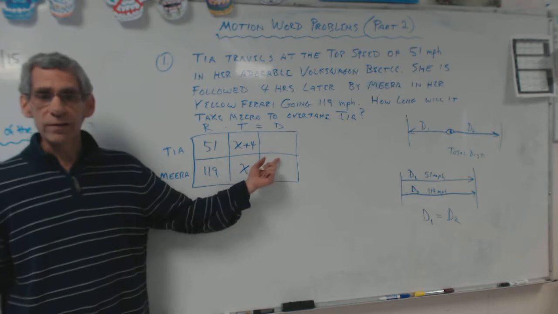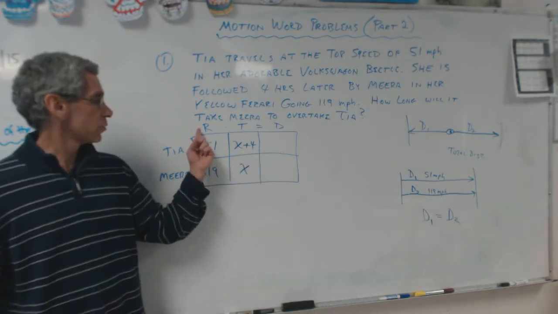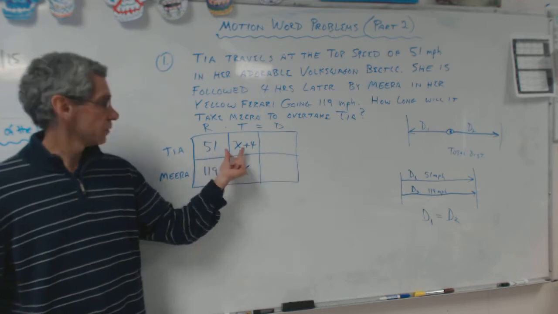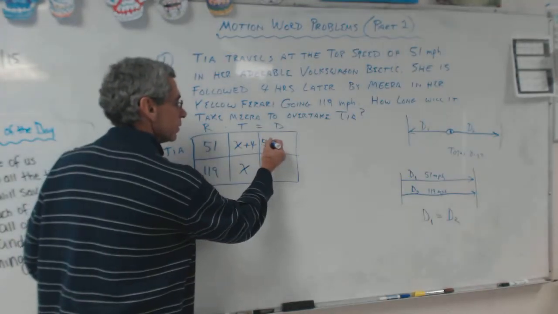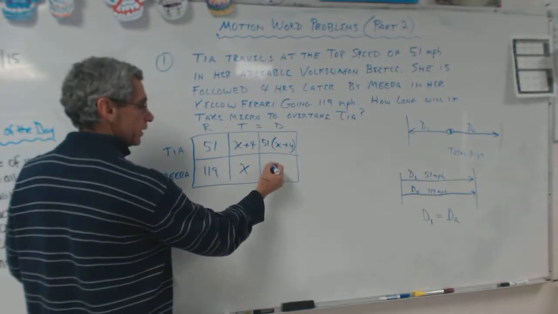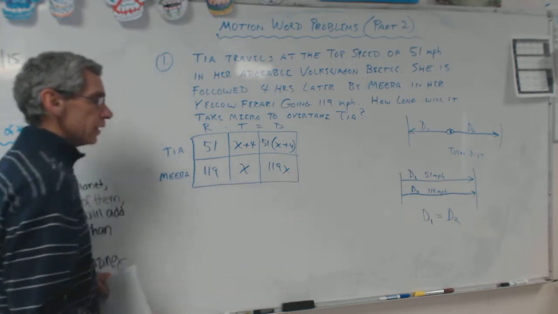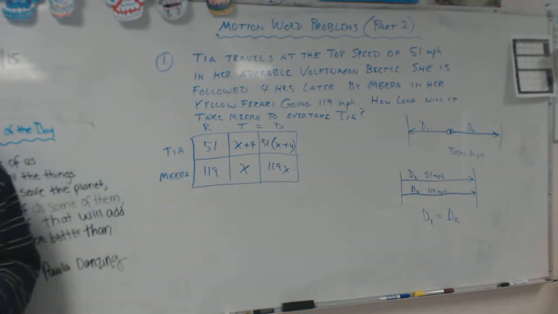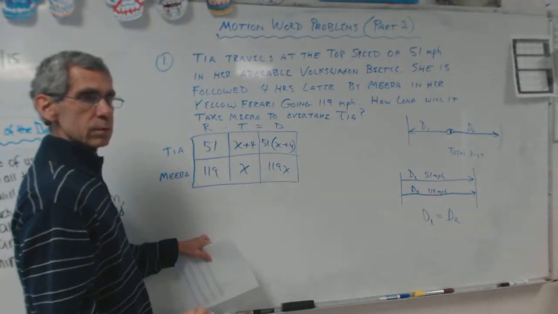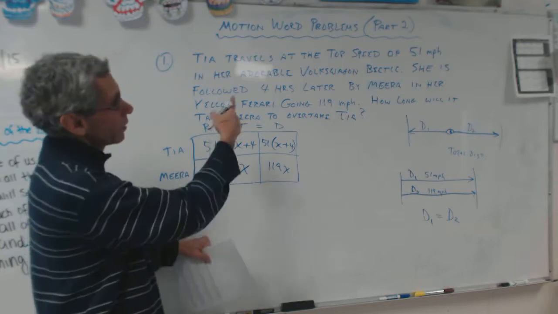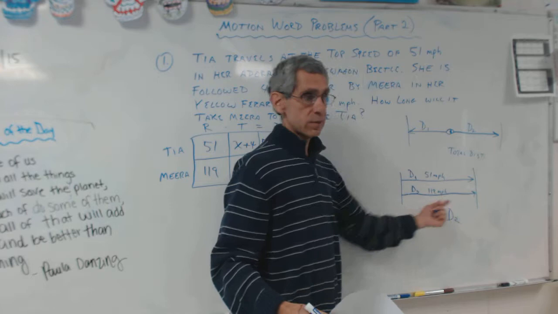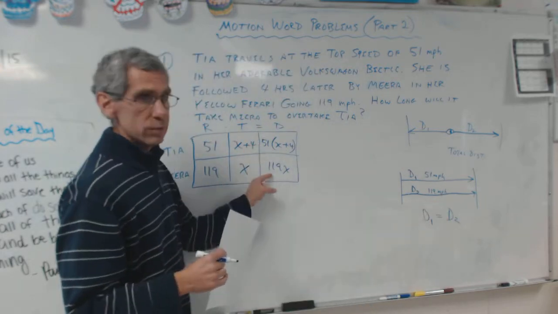Now, the rest is easy. Because look, this is just rate times time equals distance. So what goes here? 51, parenthesis, X plus 4, right? And then 119x. And so what's my equation? 51 times X plus 4. Will they always be at the same distance? In these problems, when they're starting at the same place and overtaking, it'll always be this equals this.